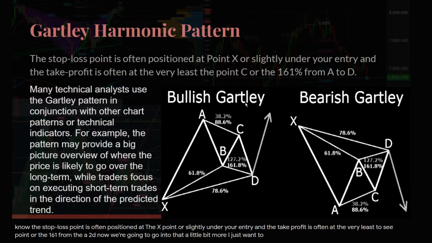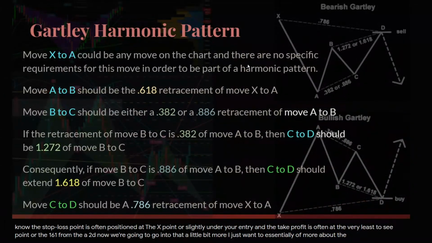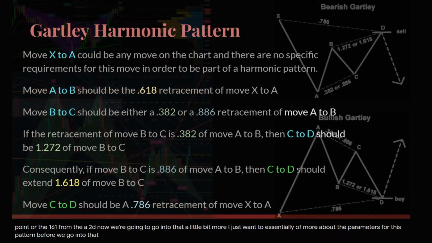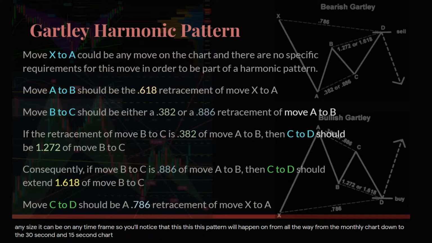I just want to essentially show you a little bit more about the parameters for this pattern before we go into that. So the move from X to A, as we can see on the right here, can be any type of move. It can be any size. It can be on any time frame. So you'll notice that this pattern will happen all the way from the monthly chart down to the 30-second and 15-second chart, depending on if that is the way that you trade. And that is the only move that isn't analyzed using any Fibonacci ramifications. It can be of any size.